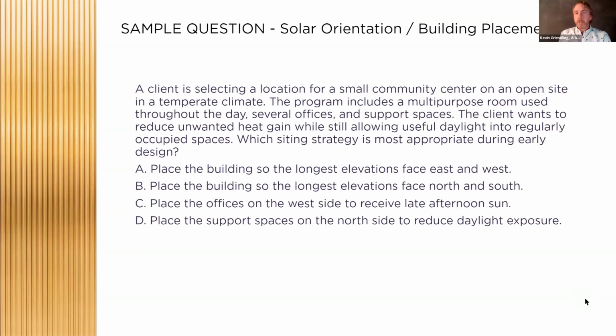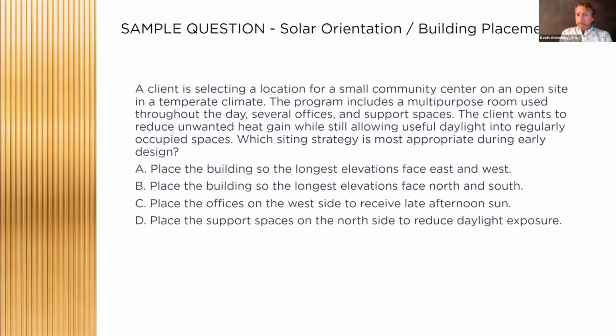A client is selecting a location for a small community center on an open site in a temperate climate. The program includes a multi-purpose room used throughout the day, several offices, and support spaces. The client wants to reduce unwanted heat gain while still allowing useful daylight into regularly occupied spaces. Which siting strategy is most appropriate during early design? The options are: place the building so the longest elevations face east and west; place the building so the longest elevations face north and south; place the offices on the west side to receive late afternoon sun; place the support spaces on the north side to reduce daylight exposure.